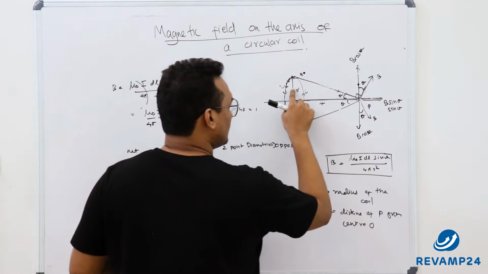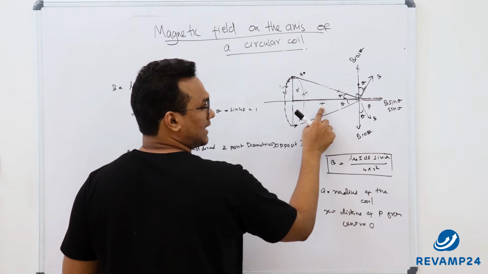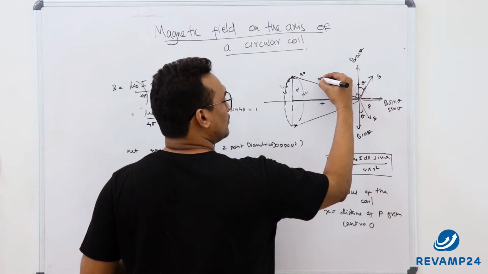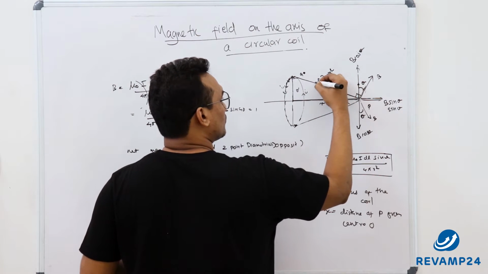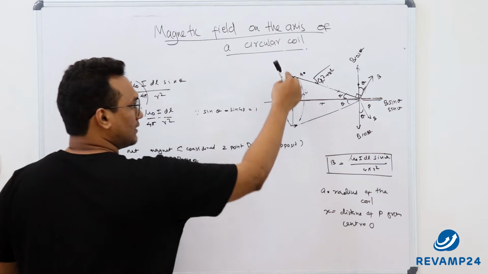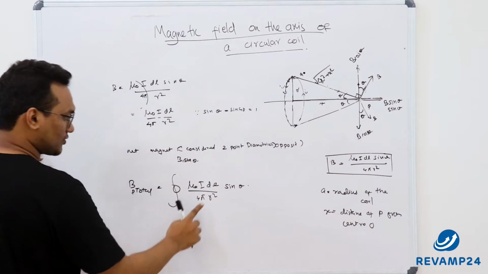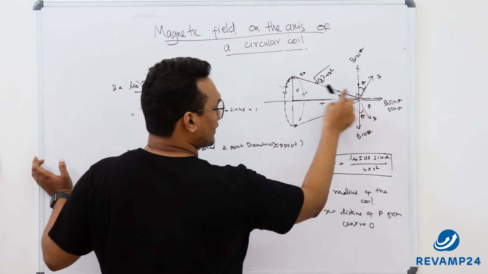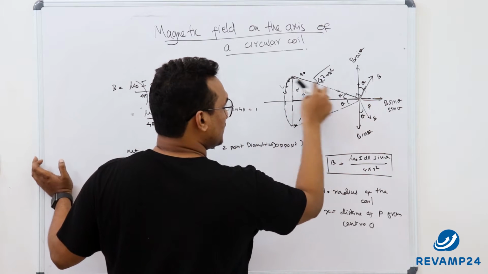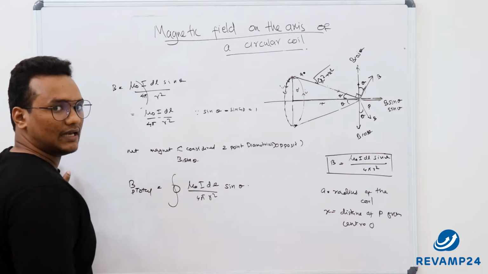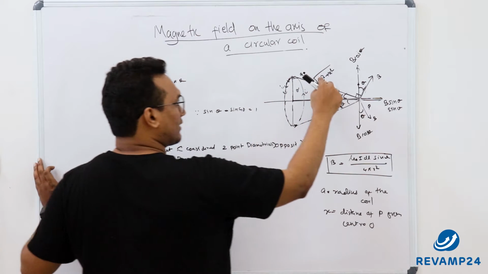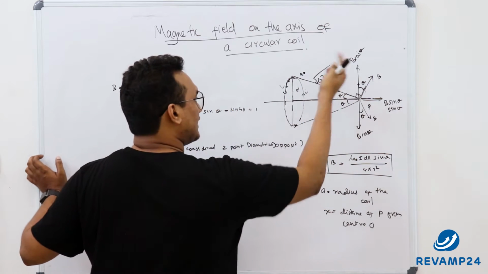So if these two sides are known, I can easily get the hypotenuse as root of A square plus X square, that is the hypotenuse here, from base and height. So R square is nothing but this square, right? R is the distance between these two points, between dl and the position. R is this one, its square will be A square plus X square.